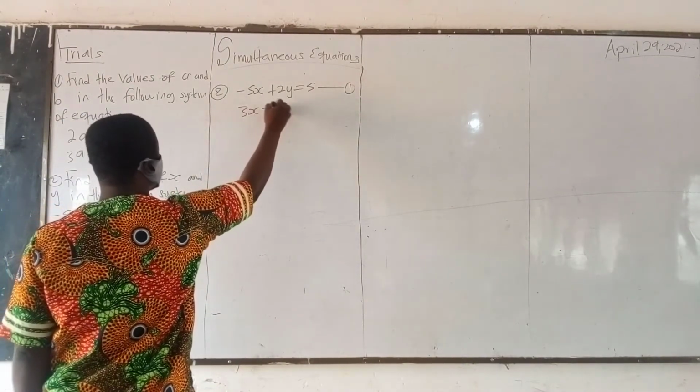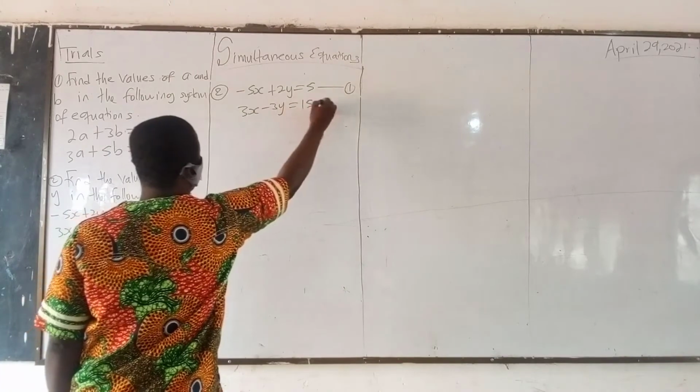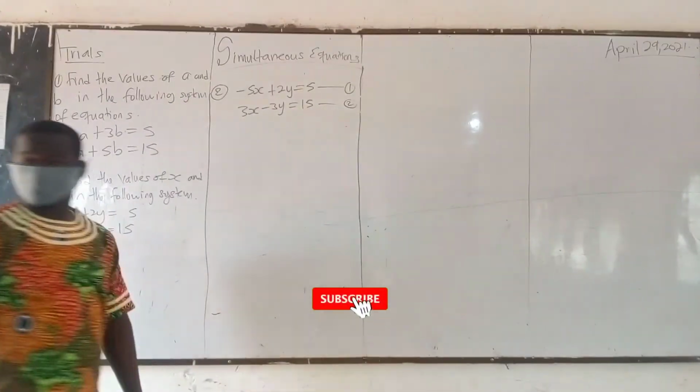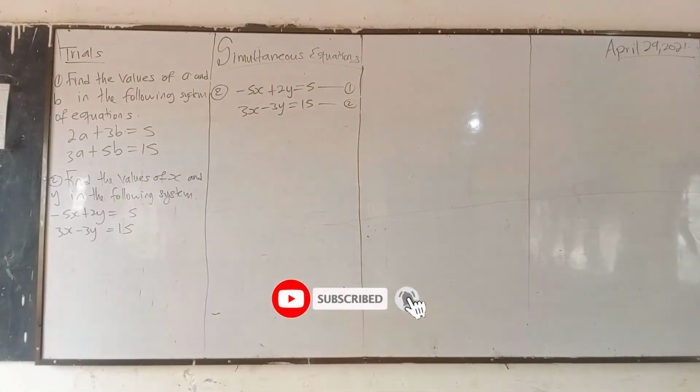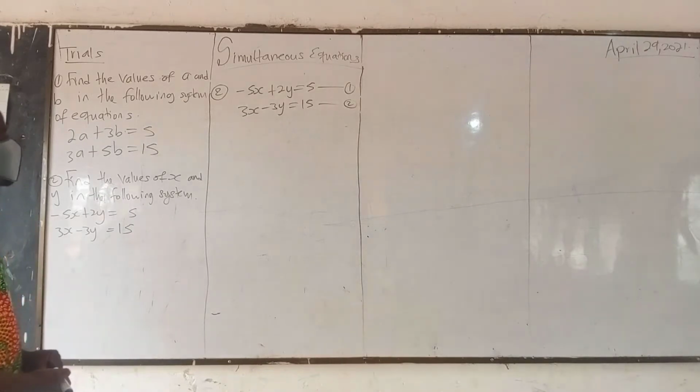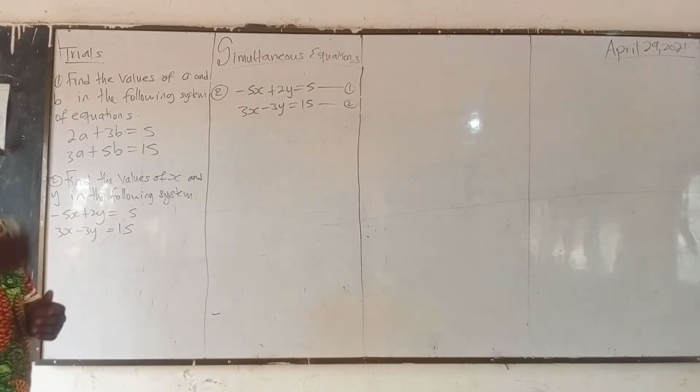3x minus 3y equals 15. We call this equation 2. Are you okay? Now, the signs are different here, but the concept remains the same, right?